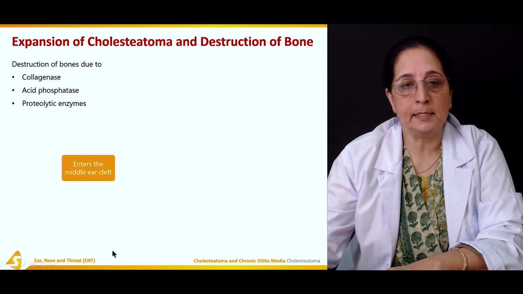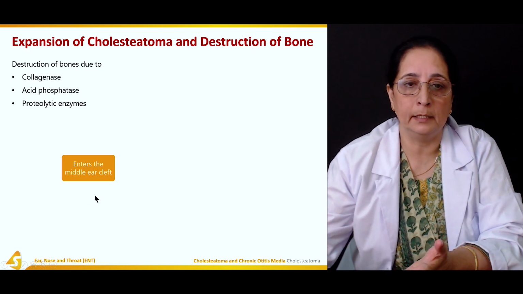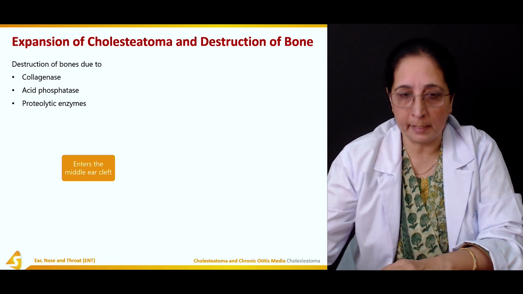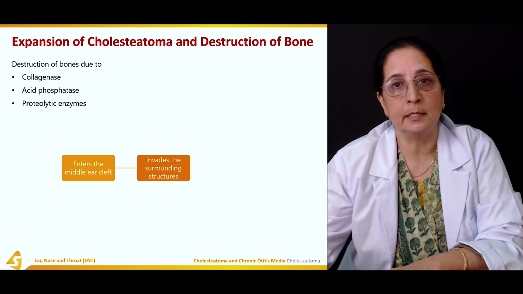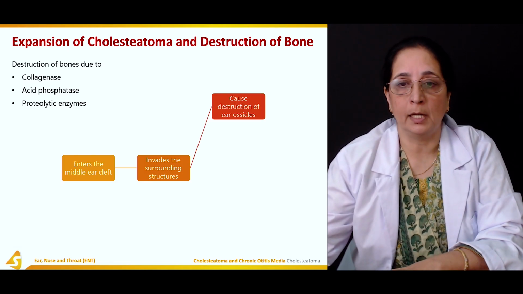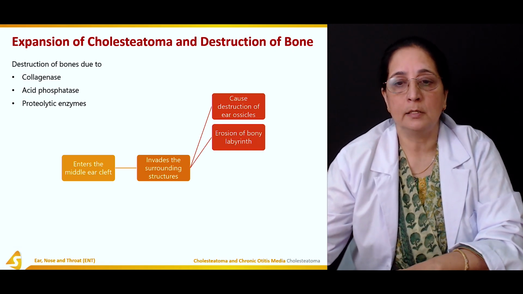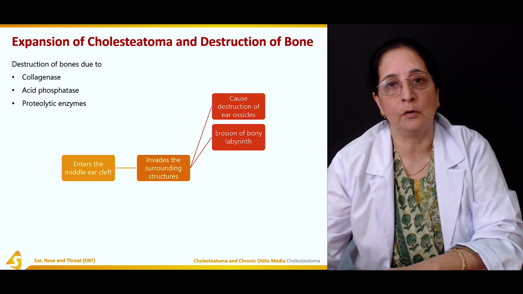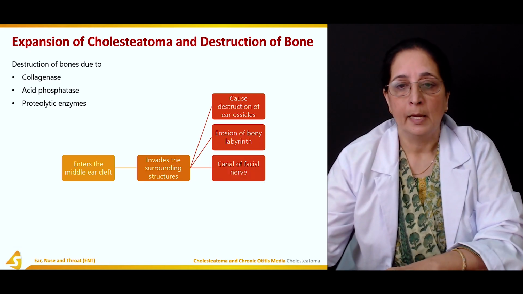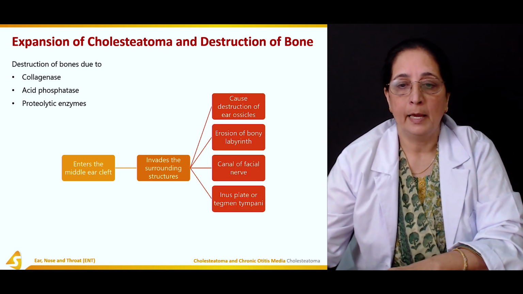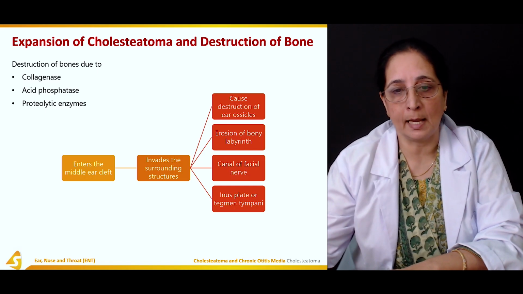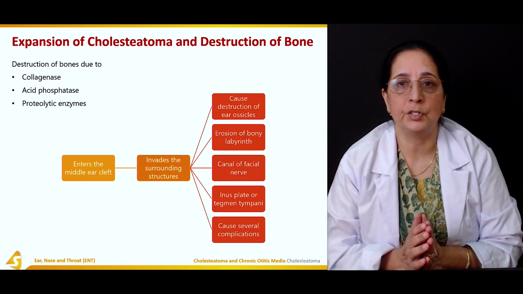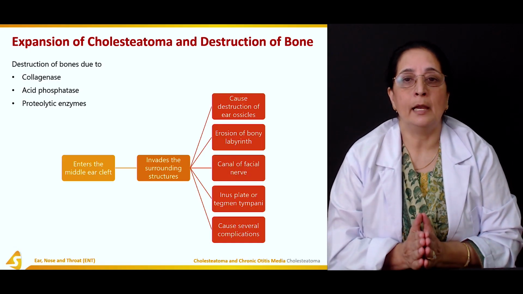These enter the middle ear cleft. So once the enzymes are produced and cholesteatoma is there, it enters the middle ear cleft, the middle ear. This invades the surrounding structures and then causes destruction of the ear ossicles, and causes erosion of the bony labyrinth. The labyrinth is the inner ear. So it erodes there and causes the destruction of any bone present in the inner ear also. It destroys or causes damage to the facial nerve, incus plate or tegmen tympani, and causes several complications. So once it spreads, it causes destruction of the ossicles, destruction of the bone, and involves the inner ear.